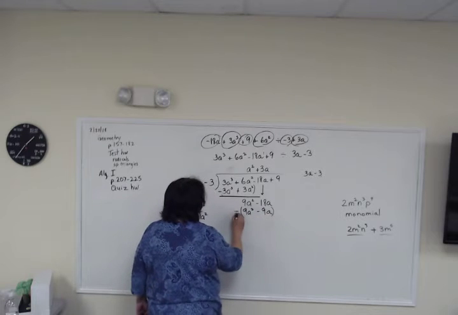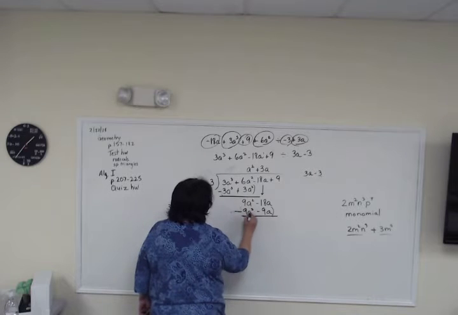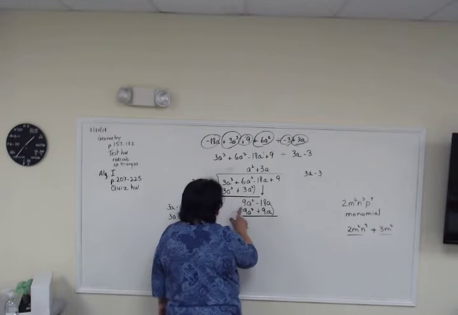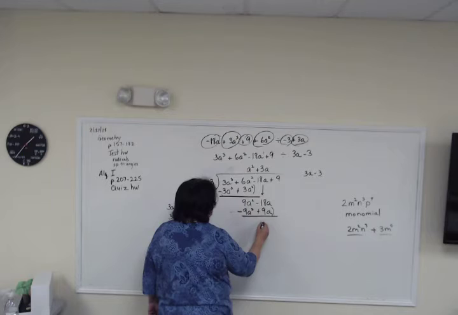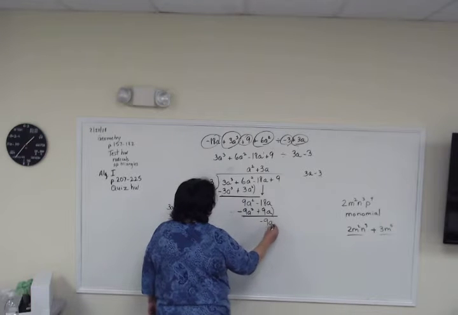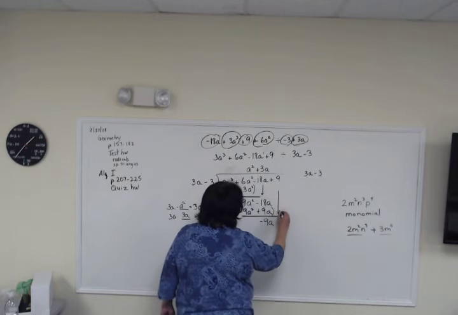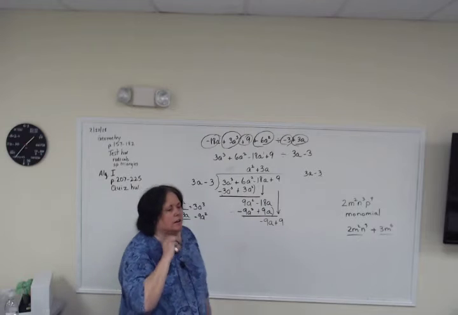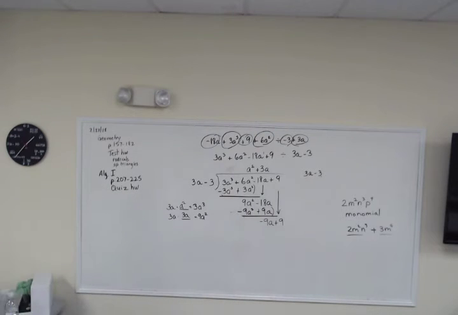We have to remember that we have to subtract this whole thing, which means do that. Of course, 9a squared minus 9a squared is 0. Negative 18a plus 9a is negative 9a. We bring down the plus 9, and we start over again. Try starting over again now. Do that last step for me.